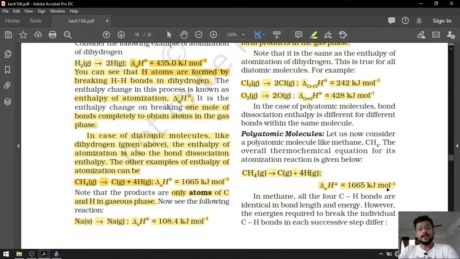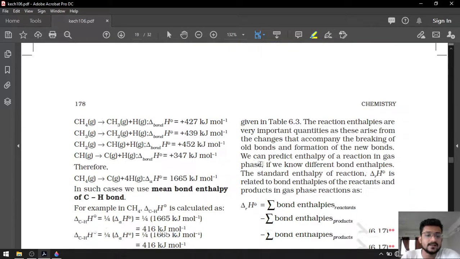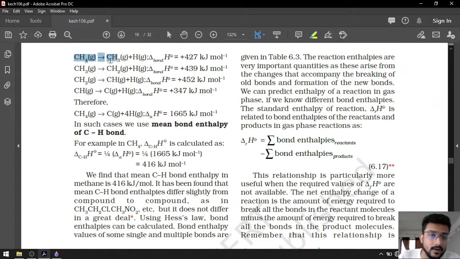Okay. But every single bond has a different enthalpy. So if we break one bond, it will have a different value. If we break the second bond, it will have another value. If we break the third carbon-hydrogen bond, it will have another value. So look at this. In methane, all 4 carbon-hydrogen bonds are identical in bond length and energy. However, the energy required to break an individual carbon-hydrogen bond will be different. Look at this. If we break the first bond, the energy required will be 427 kilojoule per mole.